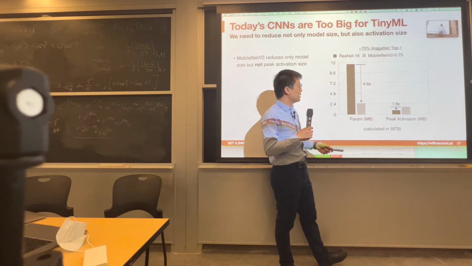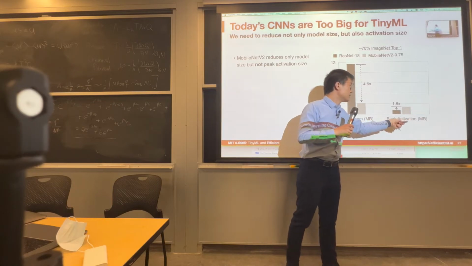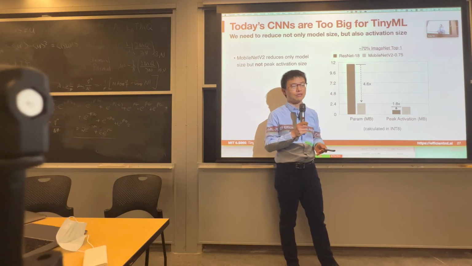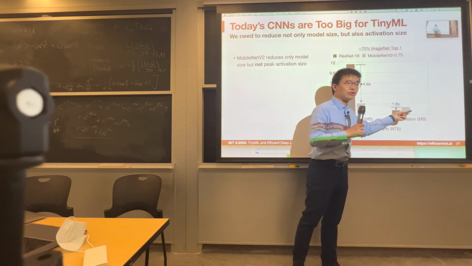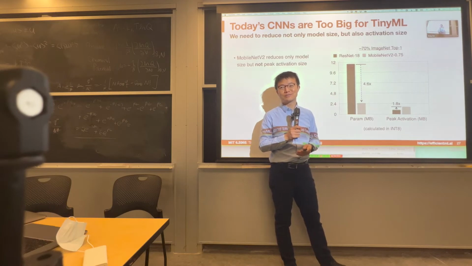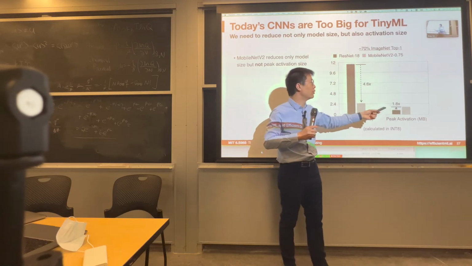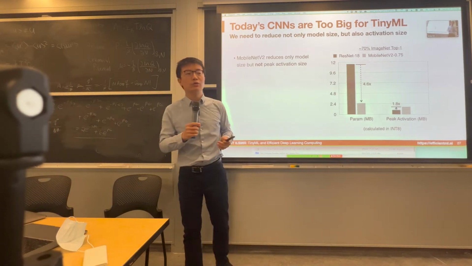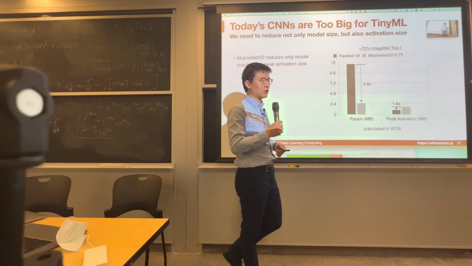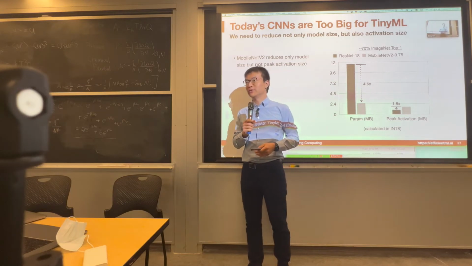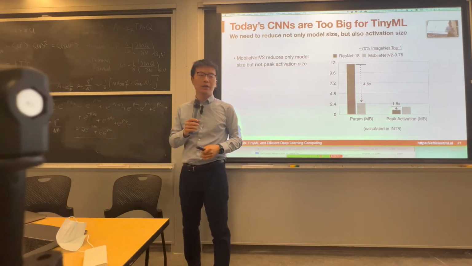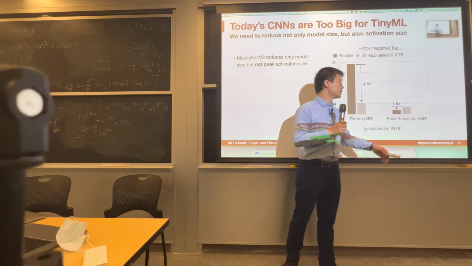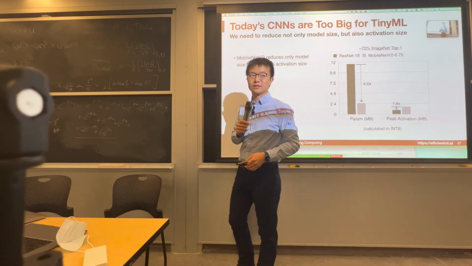Okay? However, what we care about is also the peak activation, right? The largest layer's activation. From ResNet to MobileNet, actually that didn't decrease, but even increased, by 1.8 times. So anyone have some idea why? Since we talked about the architecture for both ResNet and also MobileNet V2, anyone can think of which layer resulted in the larger peak activation size.